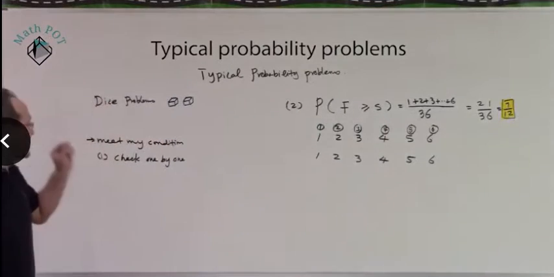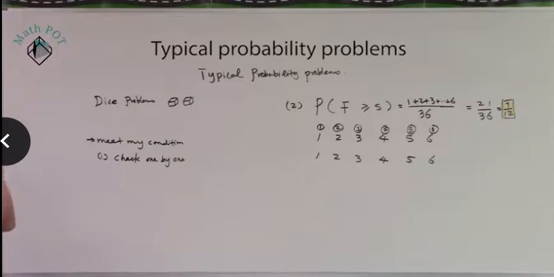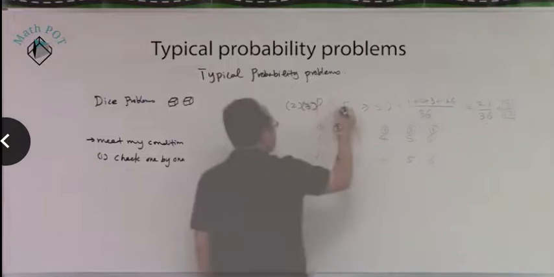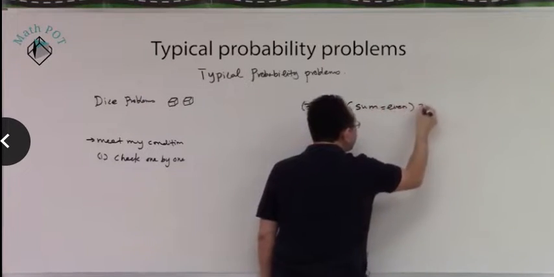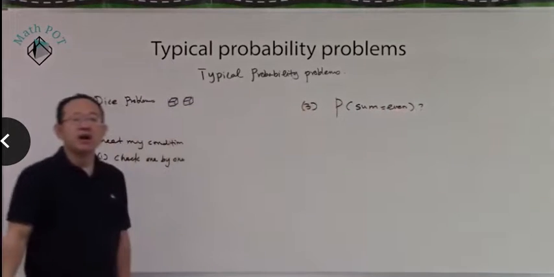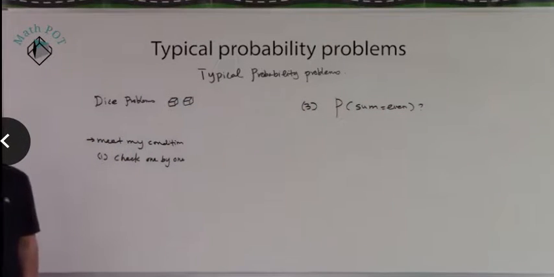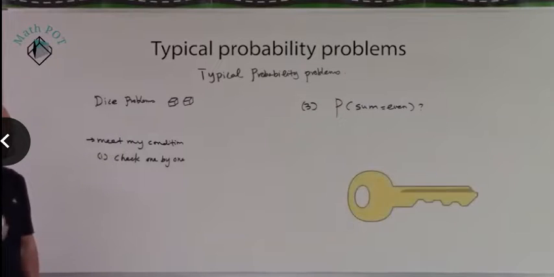For this problem, I checked one by one to find the outcomes that meet my condition. That is also a very common way to solve probability problems. So what is the probability that the sum equals an even number? Let's see how to solve this one. Again, the total number of outcomes is 36. The key is how to figure out the outcomes that meet my condition.